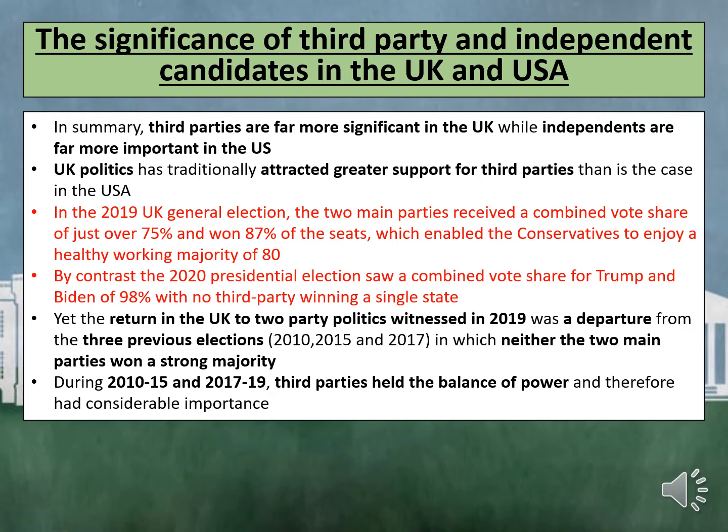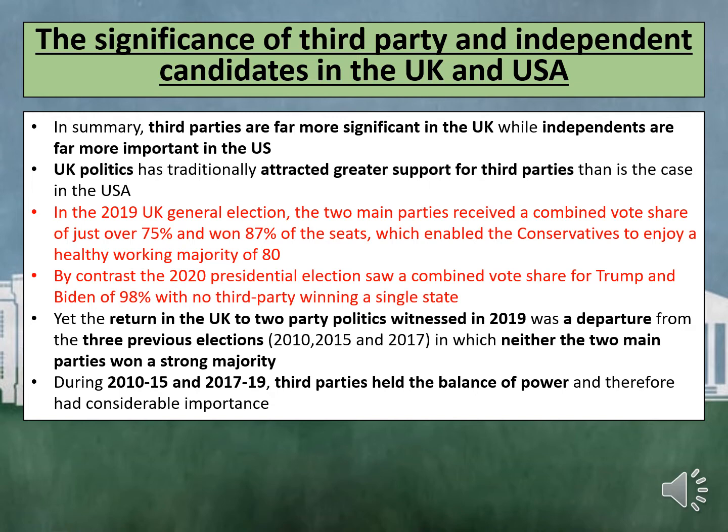In summary, third parties are far more significant in the UK, while independents are more important in the US. UK politics has traditionally attracted greater support for third parties than is the case in the USA. In the 2019 UK general election, the two main parties received a combined vote share of just over 75% and won 87% of the seats, which enabled the Conservatives to enjoy a healthy working majority of 80%. By contrast, the 2020 presidential election saw a combined vote share for Trump and Biden of 98%, with no third party winning a single state.